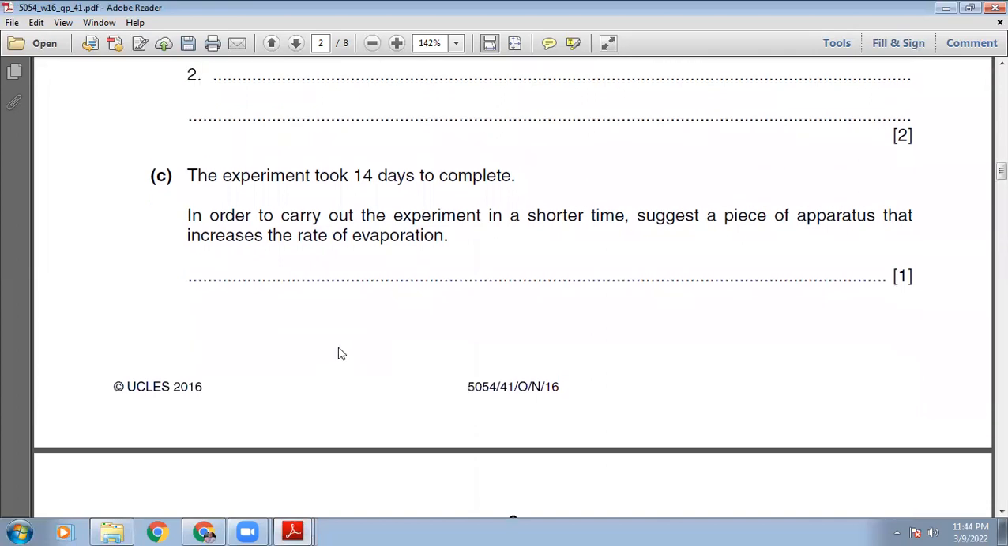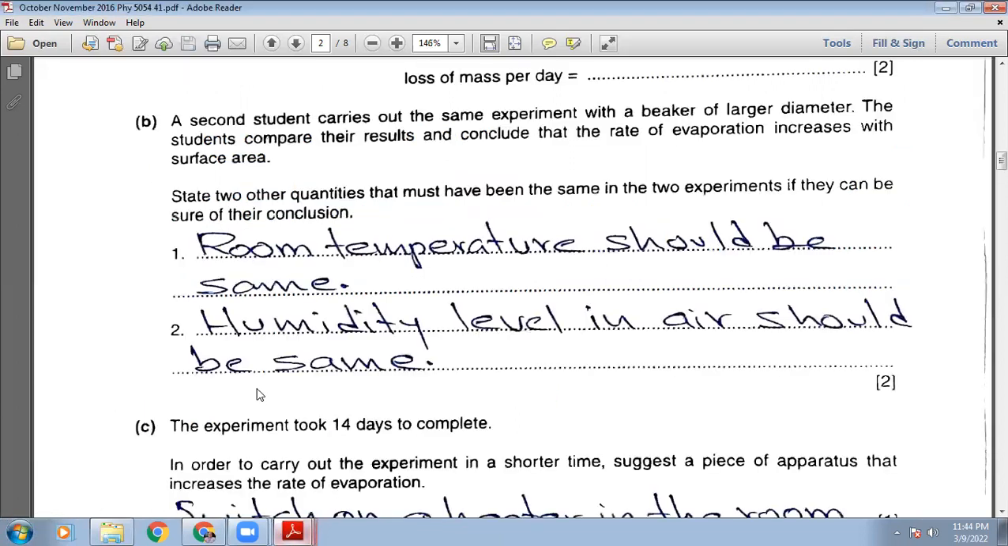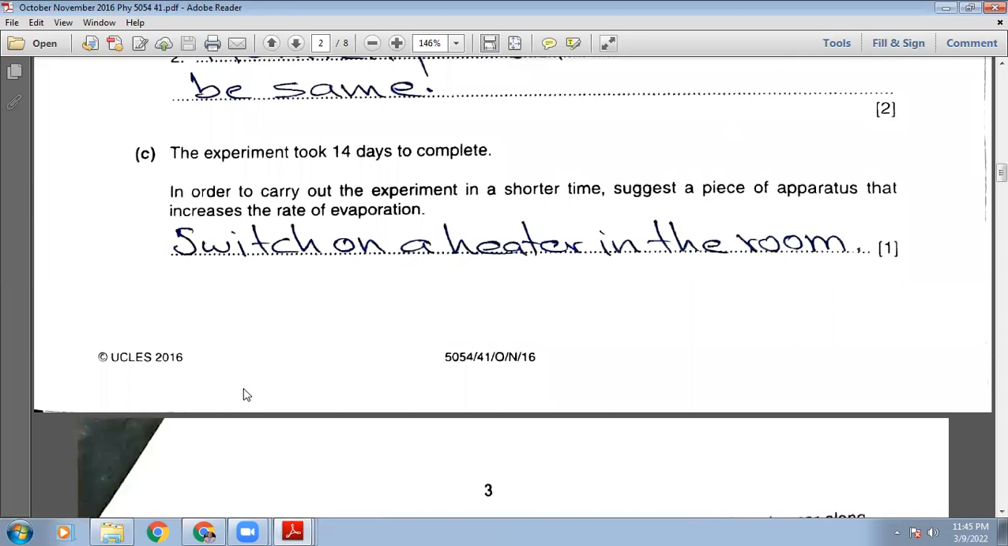The experiment took 14 days to complete. In order to carry out the experiment in a shorter time, suggest a piece of apparatus that increases the rate of evaporation. You see, you can increase the rate of evaporation by placing a heater in the room and switching it on. So it will increase the room temperature, so the rate of evaporation will become faster, and you can get your results quickly. So let me show you my written answer. Switch on a heater in the room.